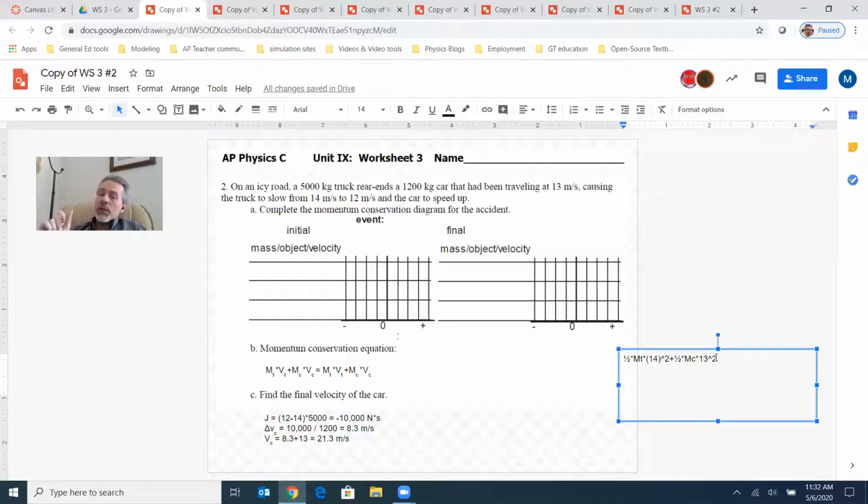But I can't really tell which one's elastic and which one's inelastic until I do this calculation. And then 1/2, now I'm looking at the final. So 1/2 the mass of the truck times the final speed of the truck, we said was 12 squared, plus 1/2 the mass of the car times the final speed we got was 21.3 squared. So the question is, I don't know what these answers are yet. So could you please go ahead and calculate both of these? And we're going to see what the answers are.